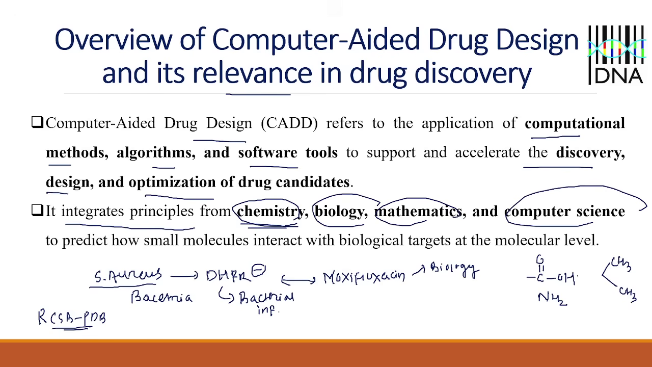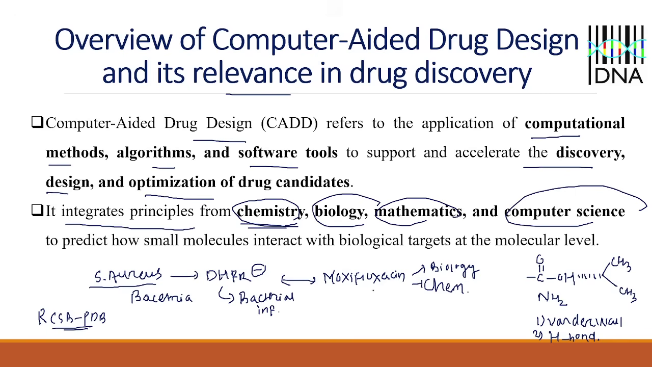Now, this OH group can form an interaction between the carbon and this hydrogen of the OH group. They may form some sort of interaction. There are various interactions, such as van der Waals interaction and hydrogen bonding. So in this way, the drug moxifloxacin and the bacterial enzyme dihydrofolate reductase are chemically relevant.